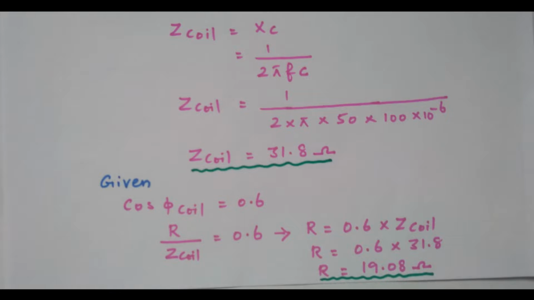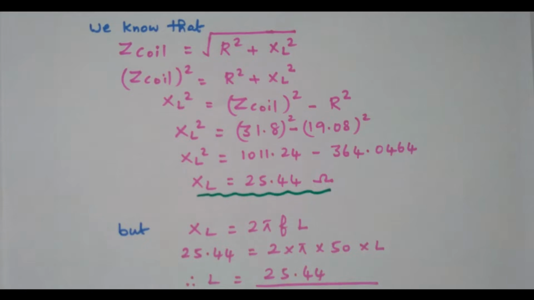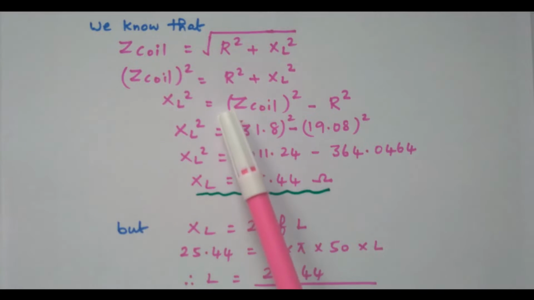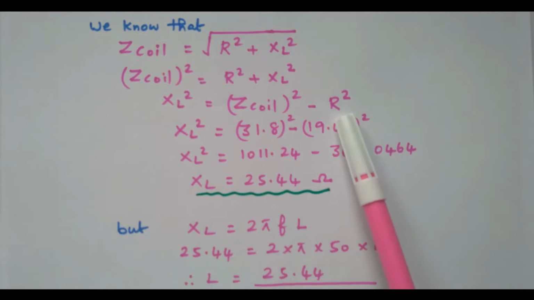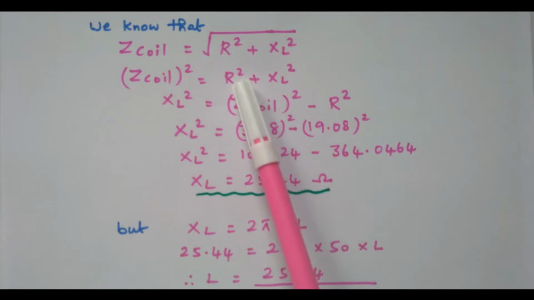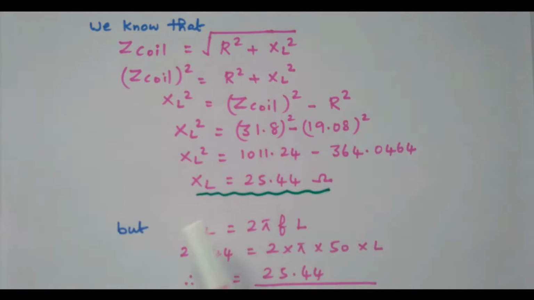Now we'll go to the inductor value. For the inductor, first we will use the Z coil. Impedance of the coil equal to square root of R square plus XL square. So by squaring on both sides, Z coil square equal to R square plus XL square. We need XL square, so we can write Z coil square minus R square. This R square is taken to that side.